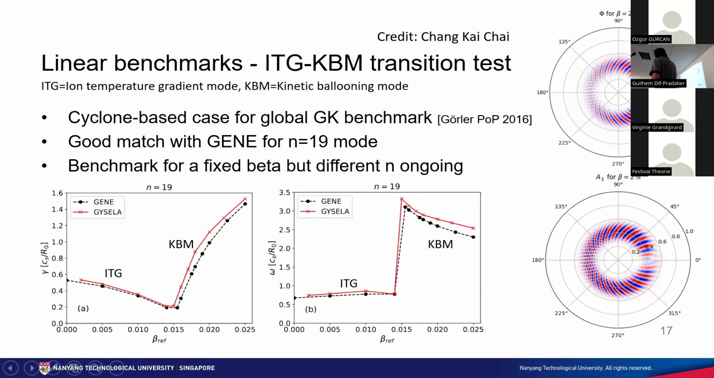On the right-hand side, we're also comparing the frequency of the ITG and the KBM versus GENE. So in both cases we show a very good match. This on the right here is phi, which is the electrostatic potential in the 2D cross-section. So this is a very typical ballooning structure and also aligned with the result of other codes.